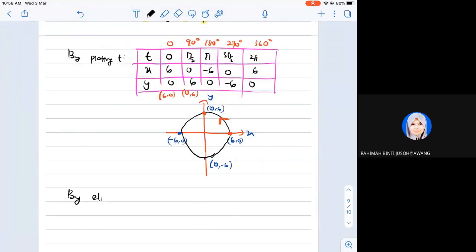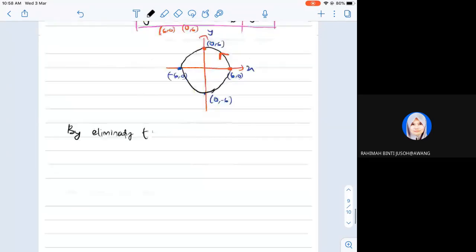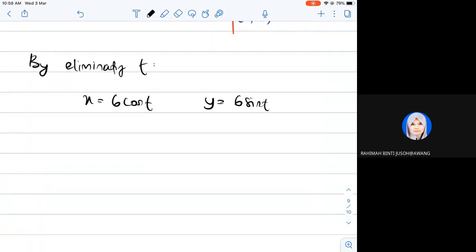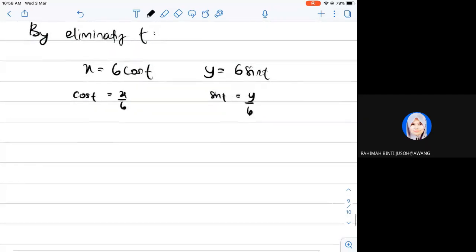Okay, by eliminating t. Tadi kita ada x equals to 6 cos t kan? Y equals to 6 sin t. Okay, so by eliminating t, what you should do first is you have to find your cos t, which is equals to x over 6, and then sin t equals to y over 6. Macam tu. Okay, next, what you should do is we need to do some modifications here.